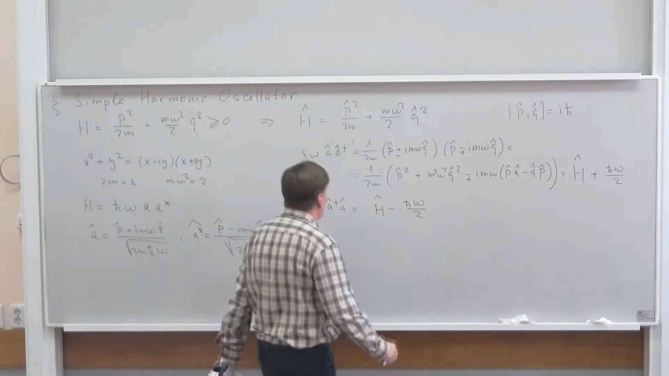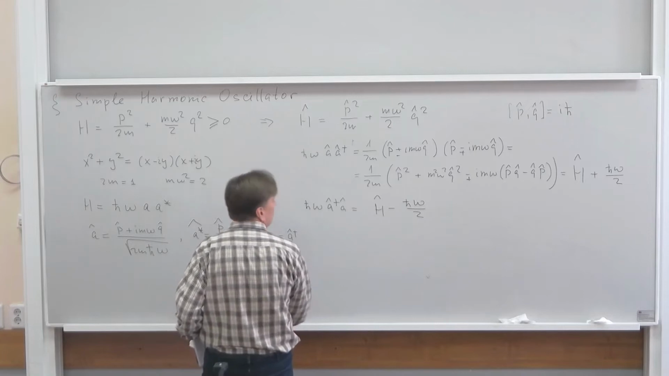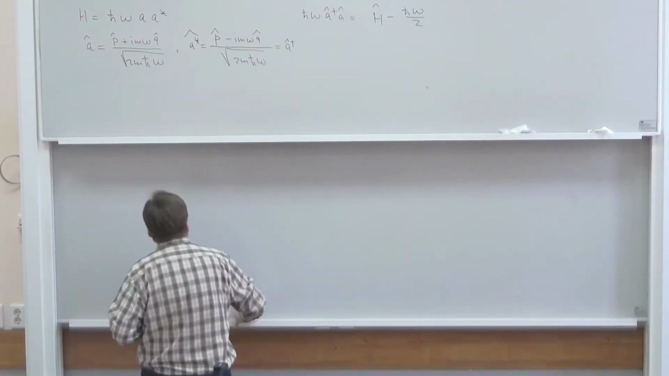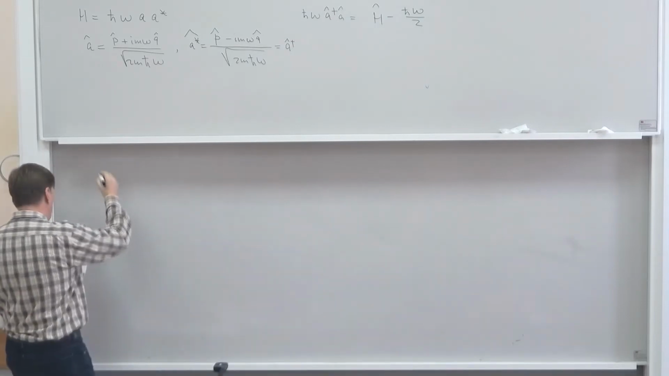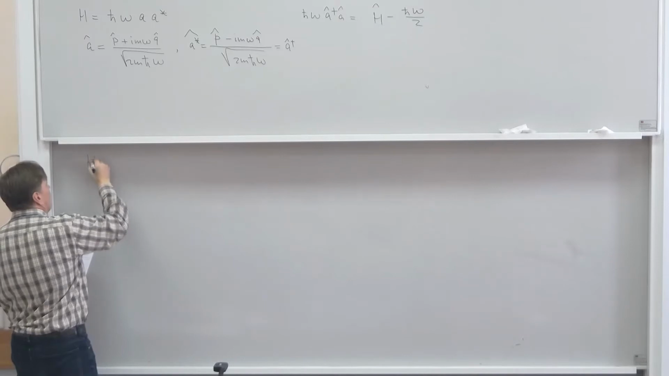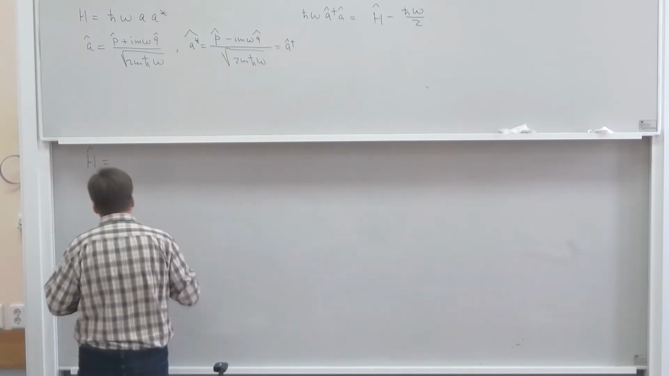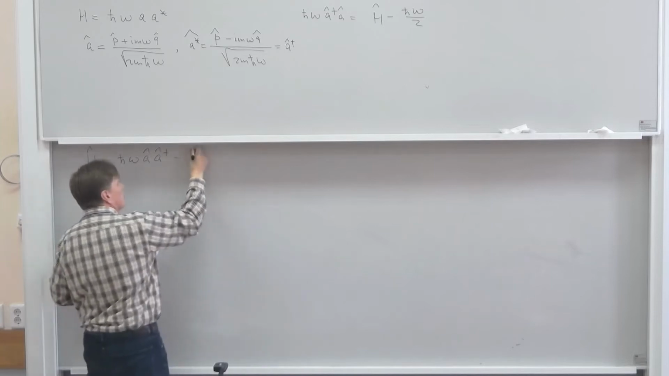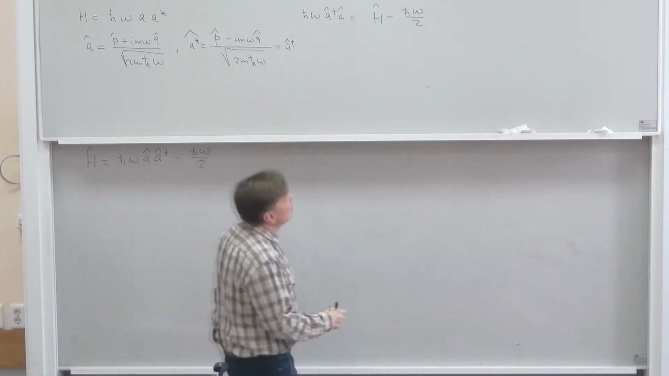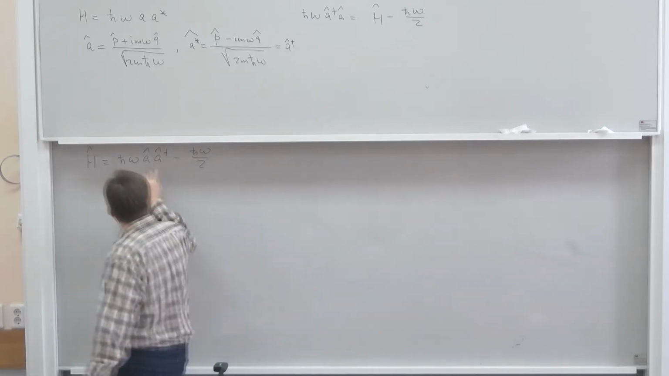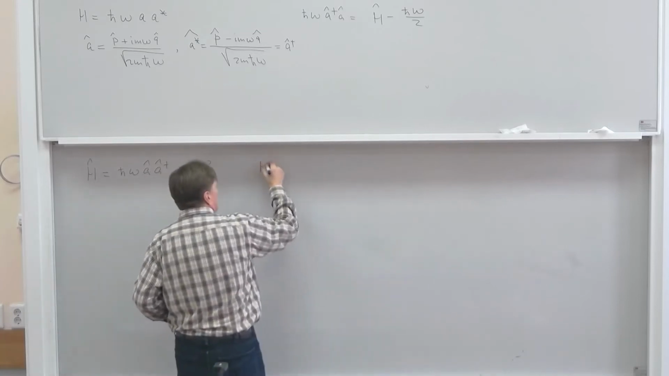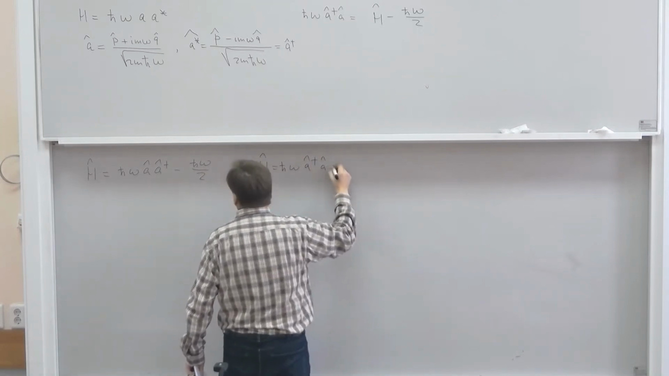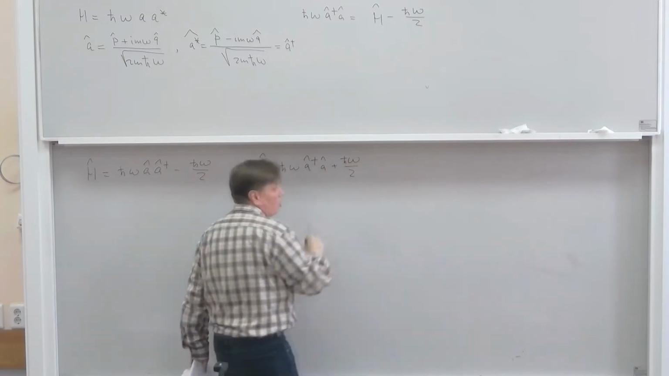Okay, let's move ahead. So finally, in such a way, we get two equivalent representations for our Hamiltonian. Let me write them down separately. So I can write H as H bar omega A A dagger minus H bar omega over 2, or, using the other order of the operators, I can write the same Hamiltonian in this way: H bar omega A dagger A plus H bar omega over 2.